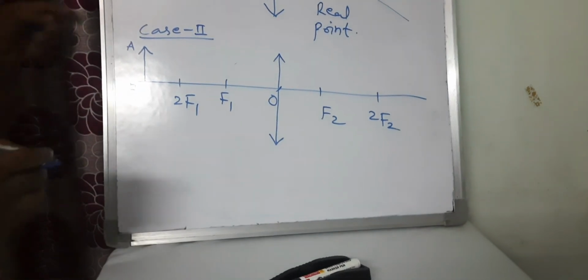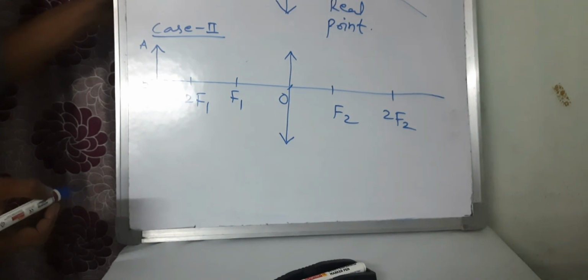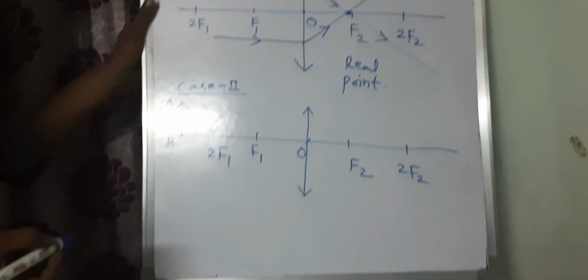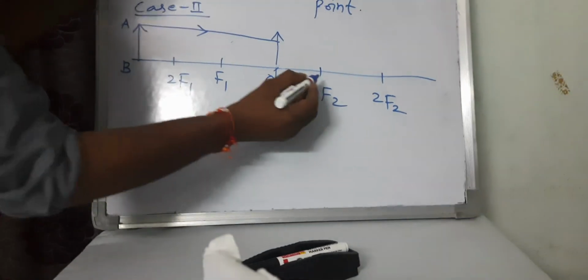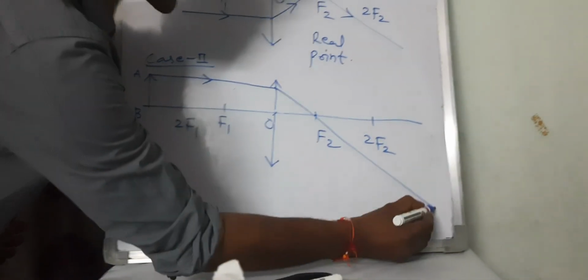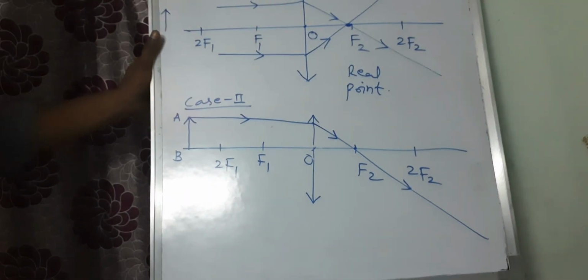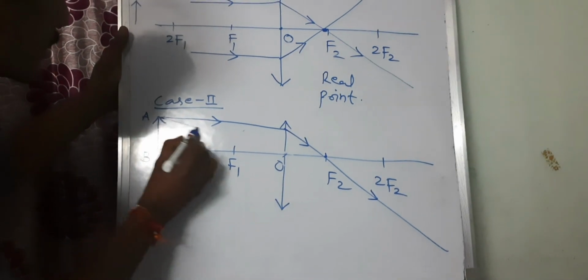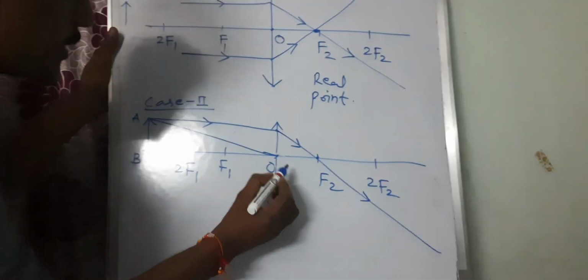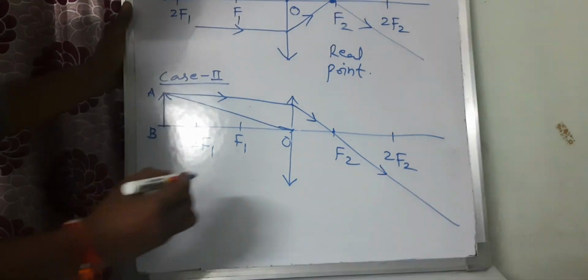Now, we know that to locate its image, we have to draw a minimum of 2 rays from the object. So I am taking one ray which is parallel to the principal axis. After refraction, we know rule 1: if a ray is parallel to the principal axis, after refraction it passes through the focus. So see here, it is passing through the focus point. And to locate its image position, we have to take one more ray. So I am taking rule 3: the ray which passes through the optical center is undeviated. See, I am taking one ray through the optical center, that is undeviated.